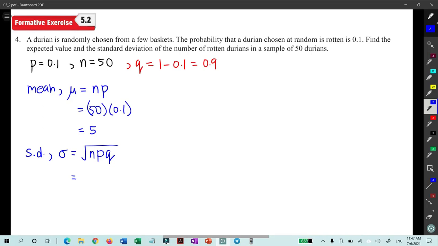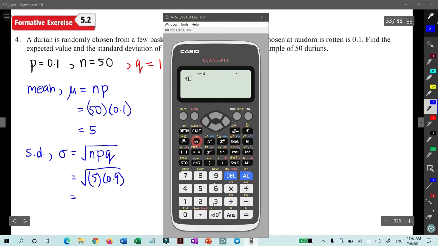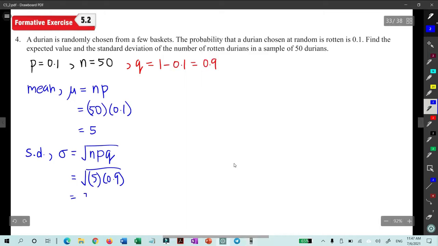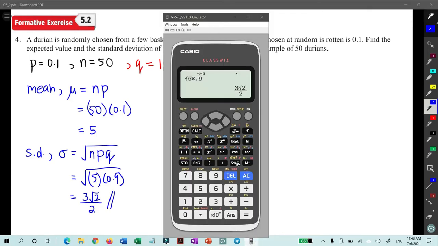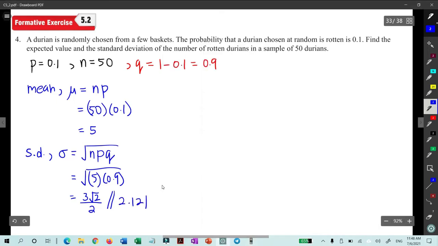So np is actually equal to 5. So I straight away substitute np with 5 and q is 0.9. Okay, that's the square root of 5 times 0.9. If you leave the answer in surd form, it's going to be 3 square root of 2 over 2, and you also can give the answer in decimal, which is 2.121.